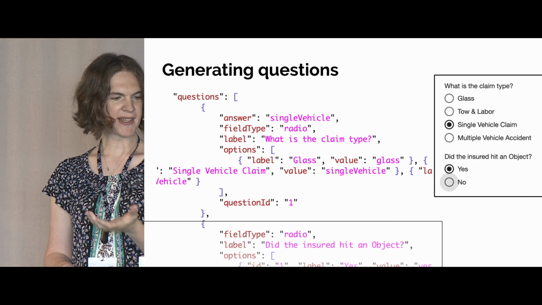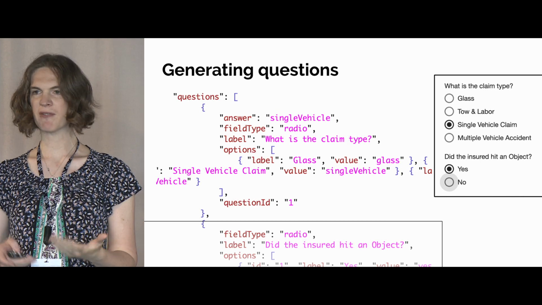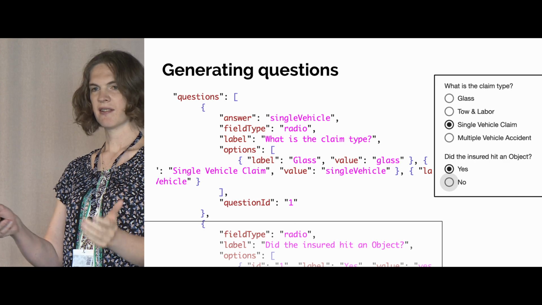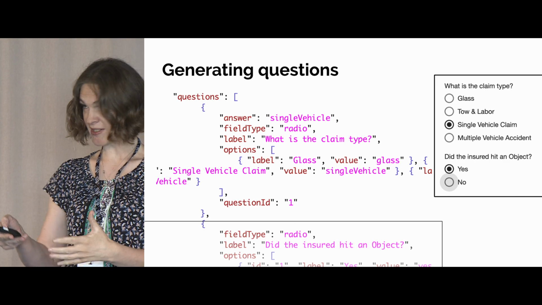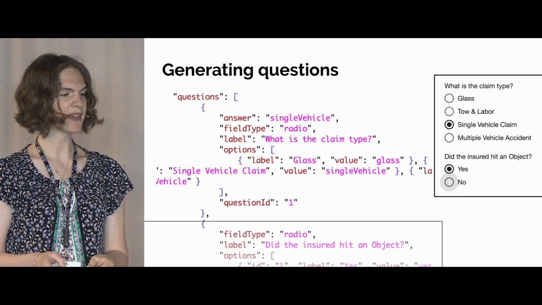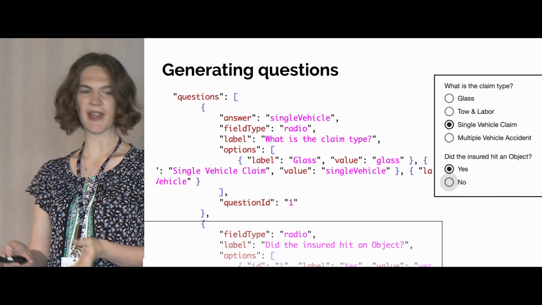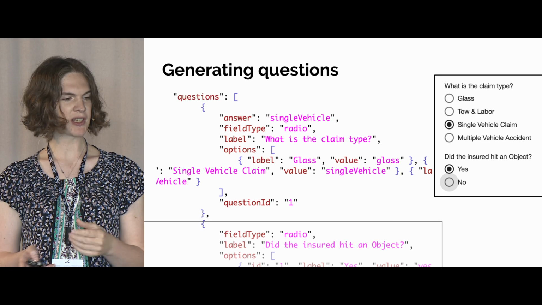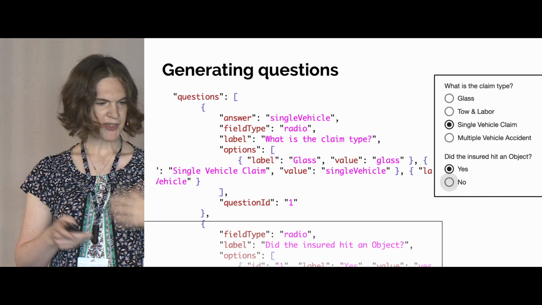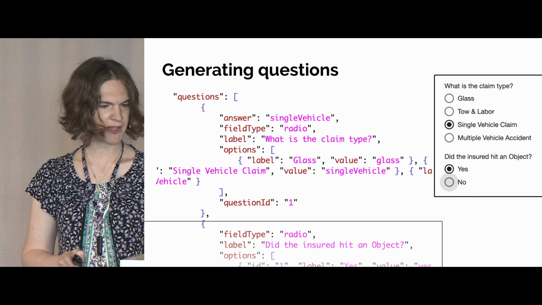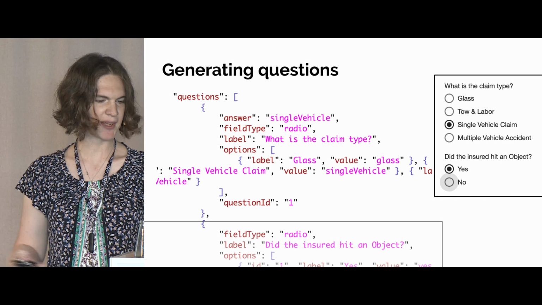So we get the previous answer, the field type, if it's a radio or text input, a label so that the claims intake specialist knows what to ask the customer, options of the drop-downs or the radios if necessary, and critically, the question ID. These are all used to construct basically what you're seeing an example of on the screen with the what is the claim type question.